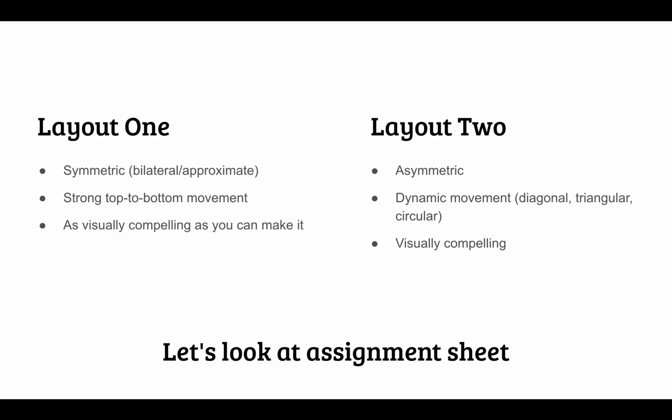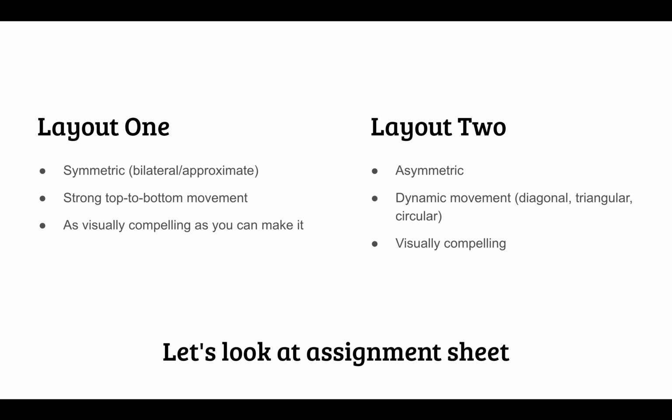And in exercise 12, we learned about the compositional structures for that. So we've got our Fibonacci spiral, our rule of thirds, our golden triangles, our phi grids, all these things. You're going to have dynamic movement, which means the movement is largely diagonal, triangular, or circular. And of course, it's going to have to be visually compelling. Of course, with both of these, right, you need a main focal point. You need to have movement. You need to have balance. These are all the things that we're working with.